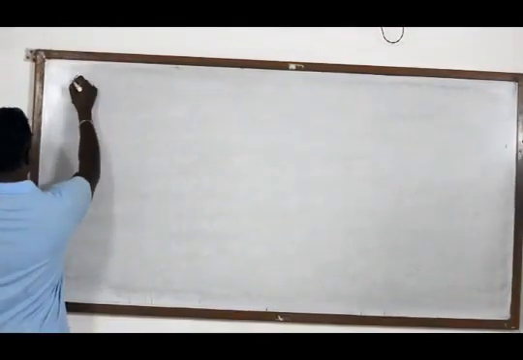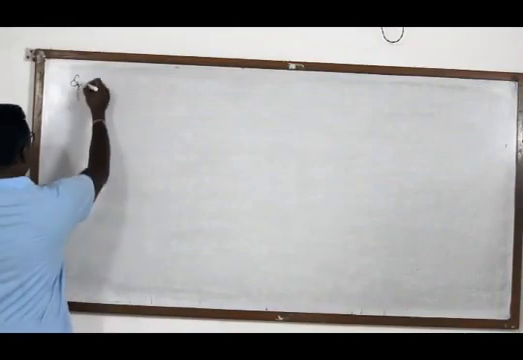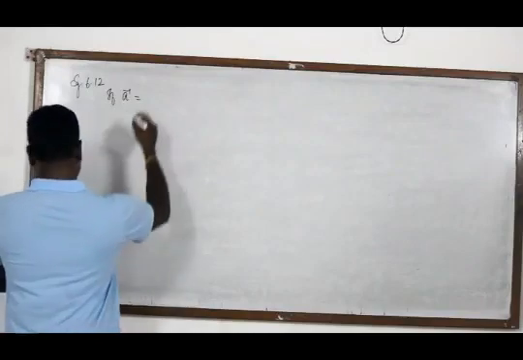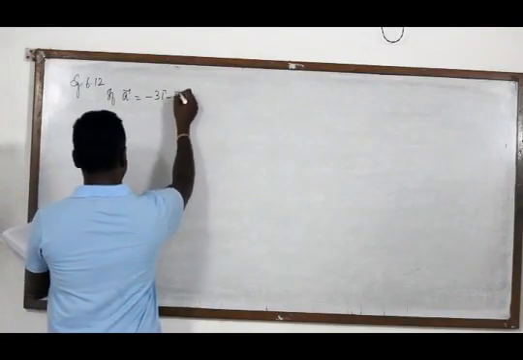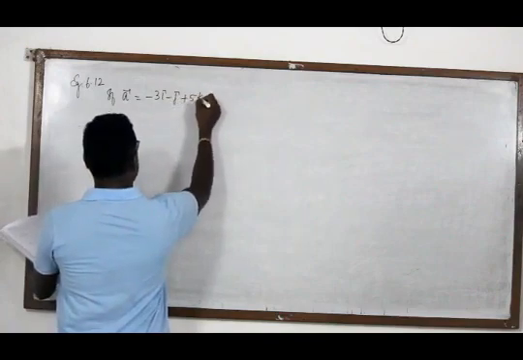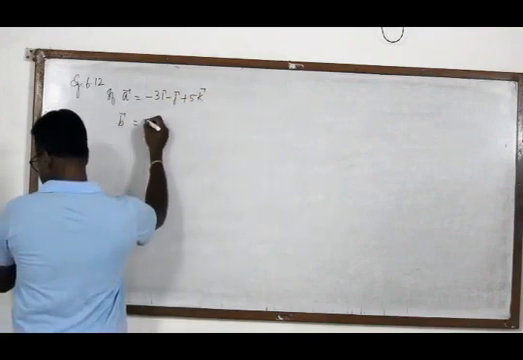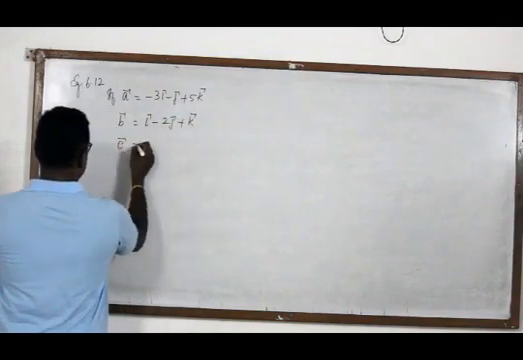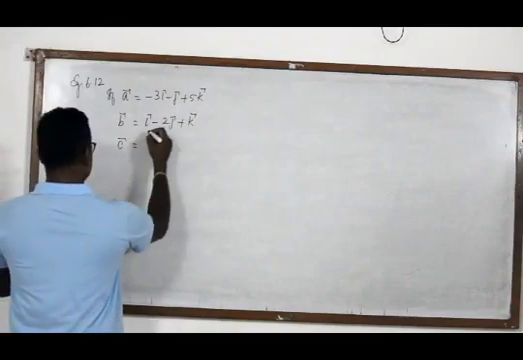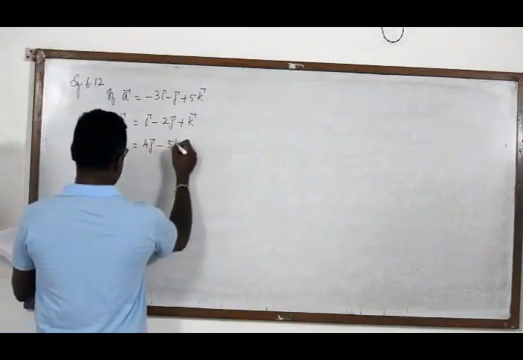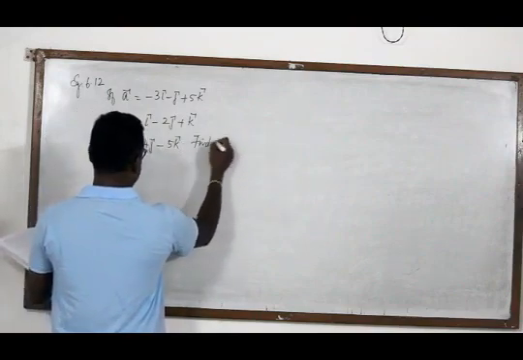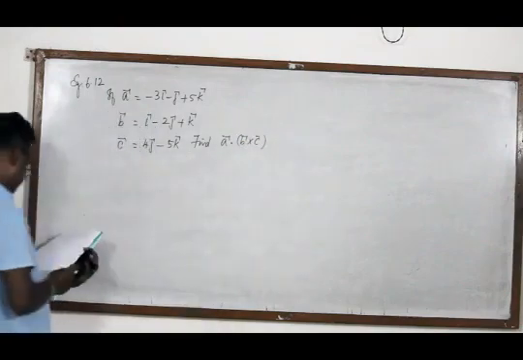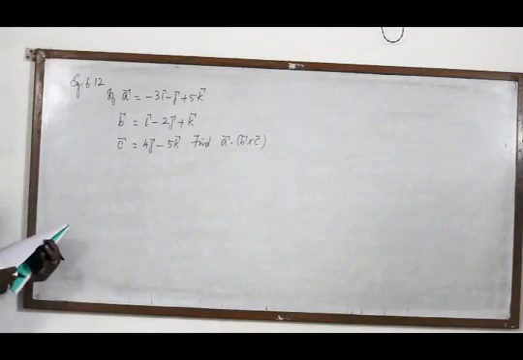Now we shall do examples. Example 6.12. If A vector equals minus 3i minus j plus 5k, B vector equals i minus 2j plus k vector, C vector equals 4j minus 5k. Find A dot B cross C.